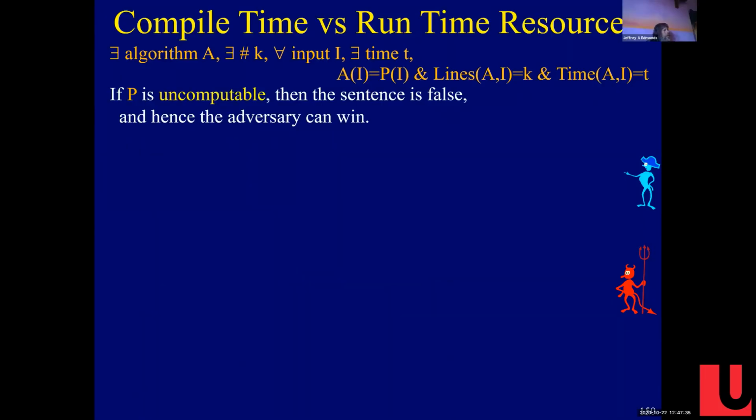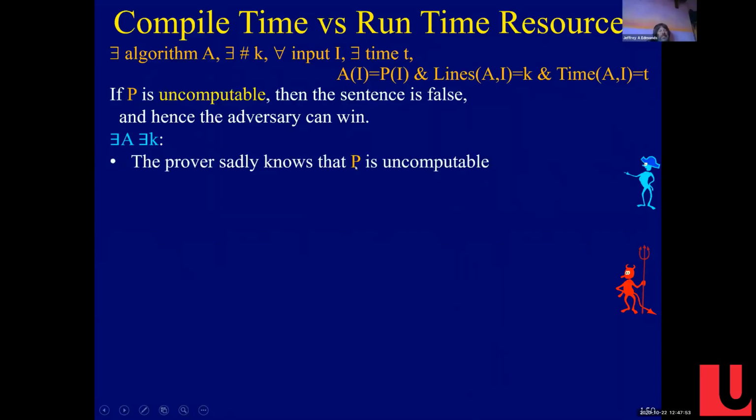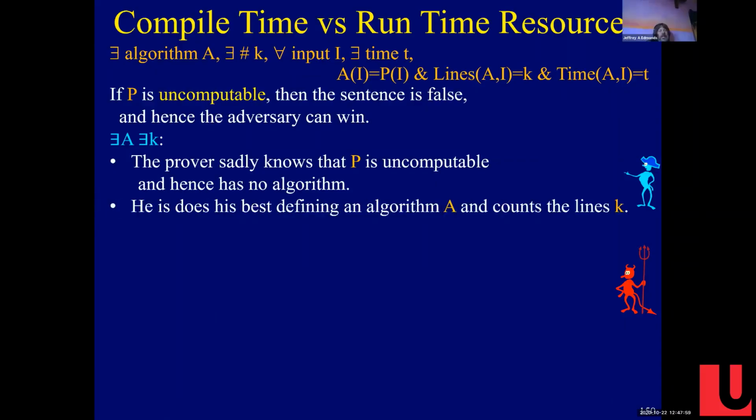So now let's flip it around. If P is uncomputable, then this sentence is false. Let's see how the adversary can win this time. First, the prover goes, and the prover is sad because he knows it's uncomputable. He knows there's no algorithm for it. But he does his best. We could say for all algorithms, let A be an arbitrary algorithm, let K be an arbitrary K. Somehow he comes up with some algorithm and some K.